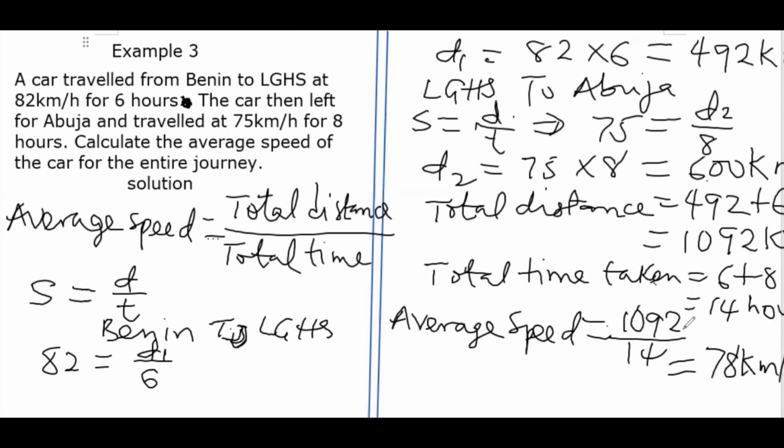Suppose someone has made the mistake of saying the average speed is simply this plus this divided by 2. If you say 82 plus 75 divided by 2, you would have got something like 78.5 kilometers per hour, which is wrong. So anytime you have to find the average speed, just ensure you get your total distance and you get your total time taken. Okay? You divide, and that is all.